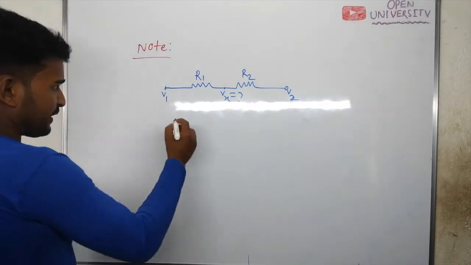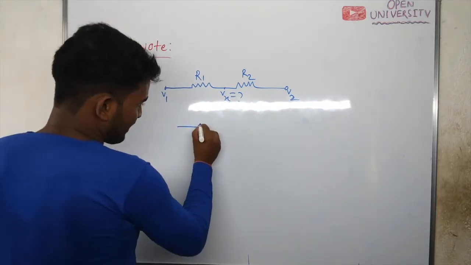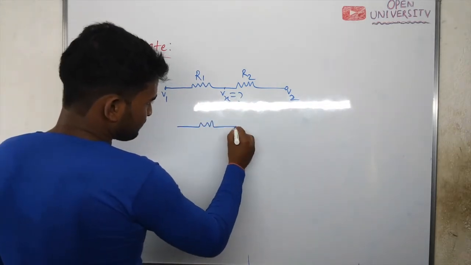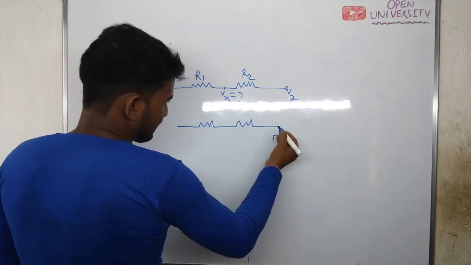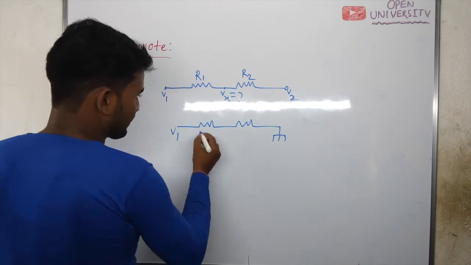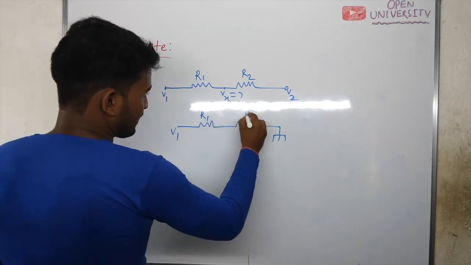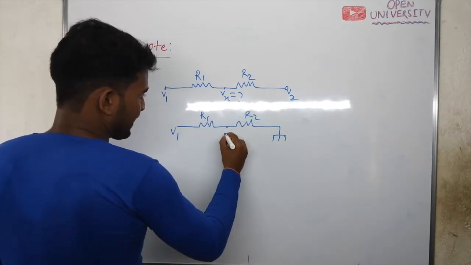So, let me apply V1 and make V2 0. I am making V2 0, I am applying V1. This is your R1, this is R2. Then find what is Vx.